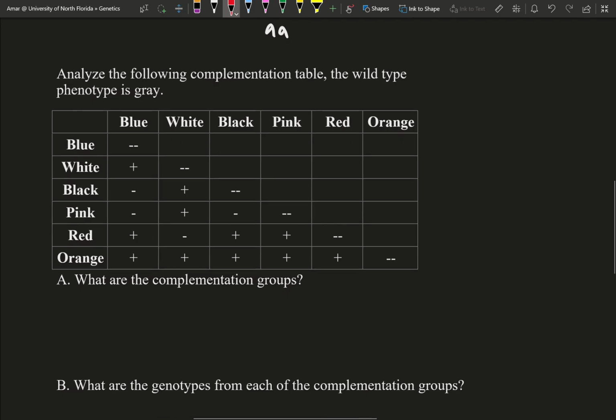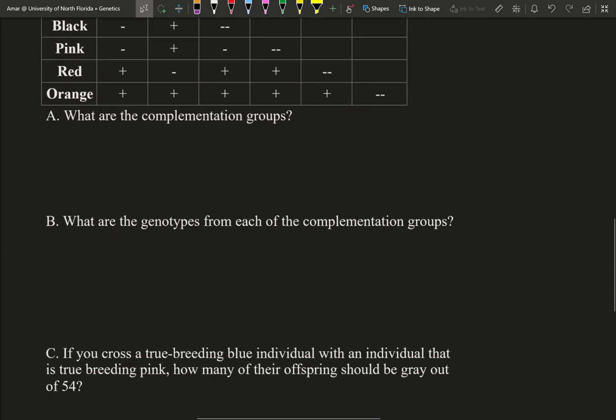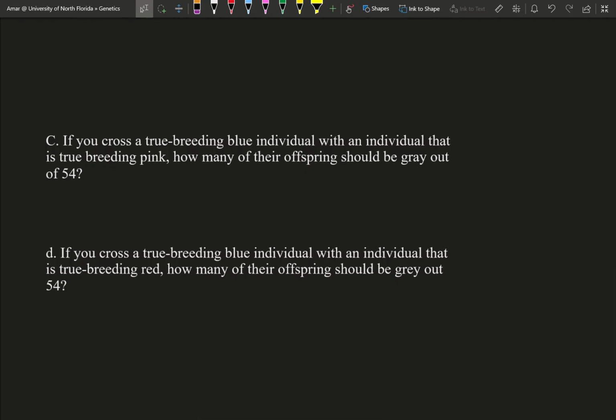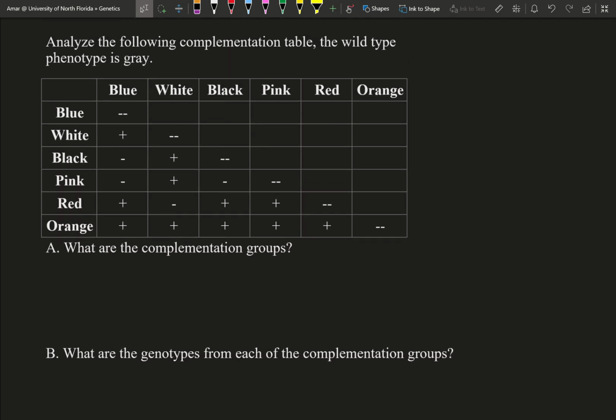Okay, and then last one, we're going to try another complicated one. We've kind of figured out how to make the complementation groups and how to figure out their genotypes. But now what we want to do is figure out, if you cross certain individuals together, what will their phenotypes be, okay? So yeah, what you might have is something like colors instead of just numbers. So we have a wild type phenotype that is gray, and we have all these other recessive phenotypes.